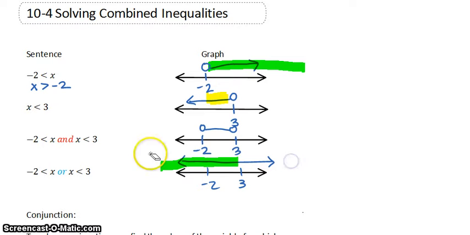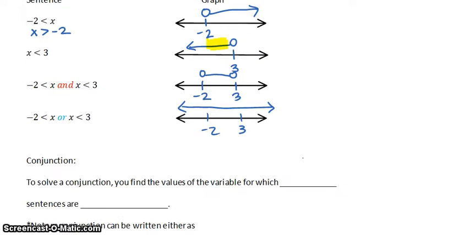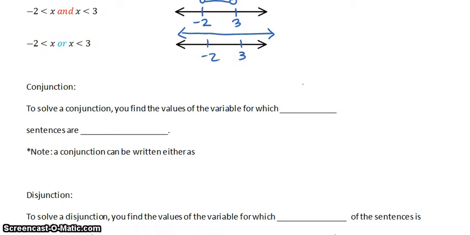And whatever, I can't ever get that one to erase. But so there you have those graphs. I'm going to explain it a little bit differently in words now. So we have conjunction. Conjunction is when we use and. So when we have that and one in red up there, that's a conjunction. To solve a conjunction, you find the values of the variable for which both sentences, both parts, are true. They both have to be true.